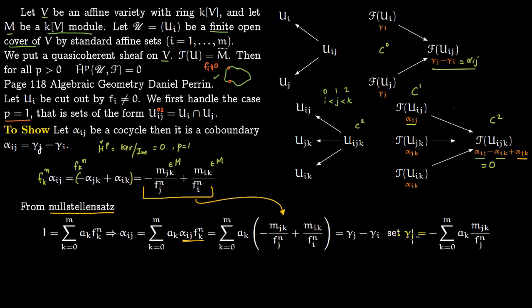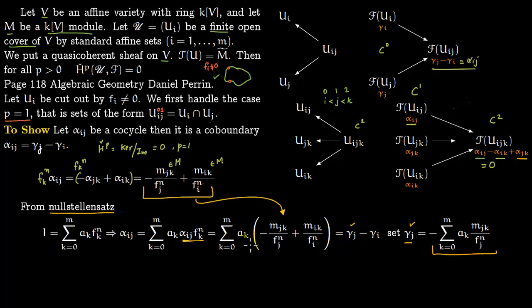So now you can set gamma j as negative sum of ak mjk by fnj. You're setting it negative because gamma j is positive here. You can't get rid of this negative sign, and then this positive will become negative. So instead of gamma j, you put gamma i here and fi here and i here, then you get gamma i, and that's pretty much it. So you just set this gamma j as this because this function lives on set uj. So you put it like this and you get gamma j minus gamma i.